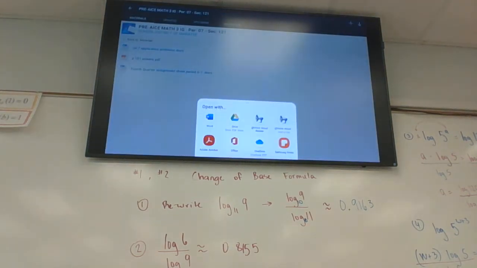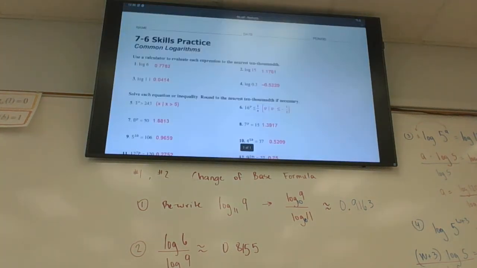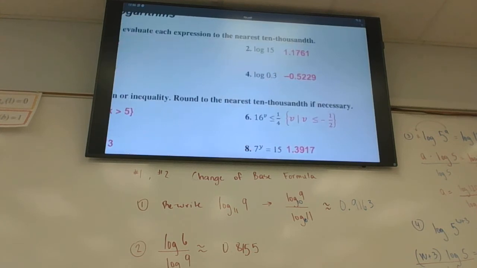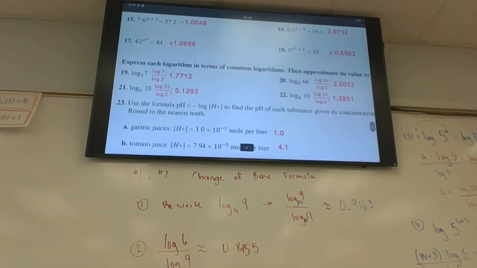So you had to do 1 through 4. I think I did 1 through 4 with you, and 19 through 22. Here's 1 through 4. Just check them out. And there's 19 through 22.